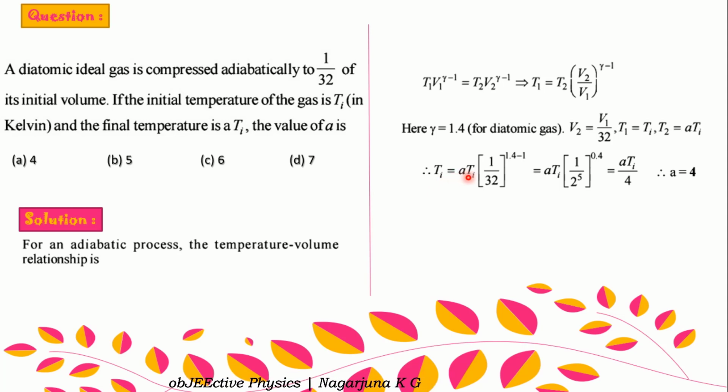Therefore, Ti is equal to A Ti into 1 by 32 whole power 1.4 minus 1, is equal to A Ti into 1 by 2 to the power of 5 whole to the power of 0.4, that is equal to A Ti by 4. Therefore, A is equal to 4. Option A is the right option.